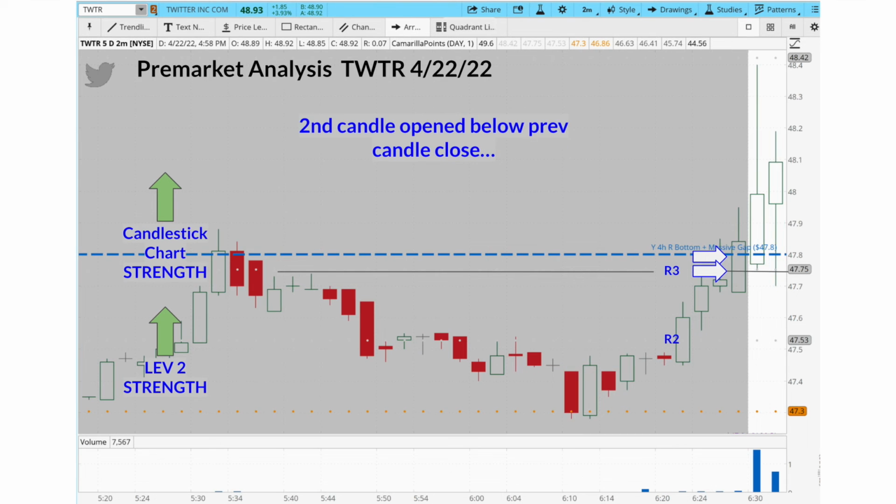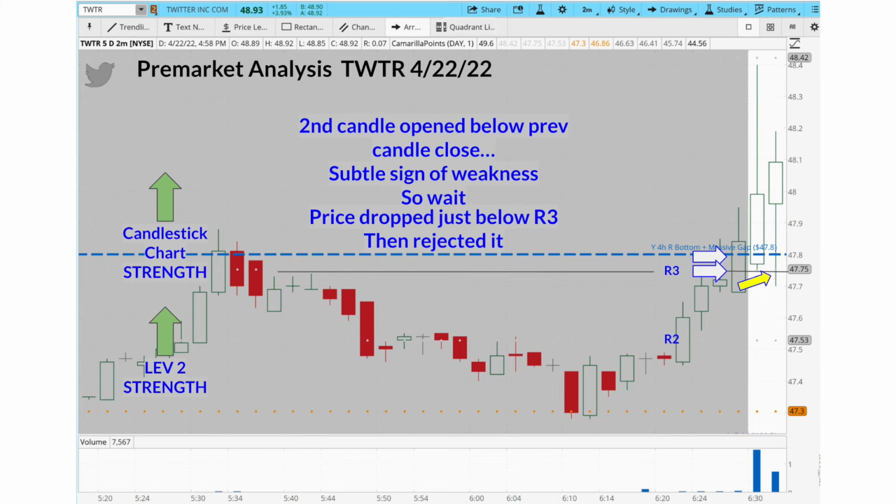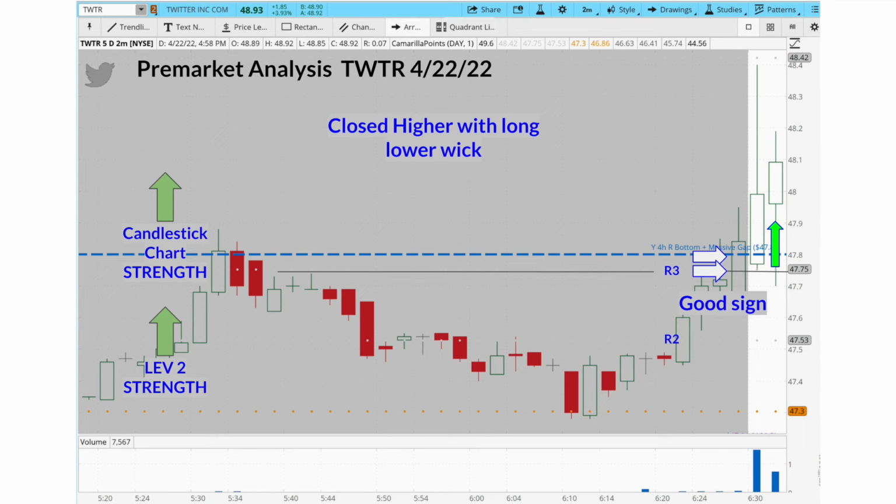All right, so here's the second candle, open below the previous candle close, which is a little bit of a sign of weakness. Okay, see how it opened below that level? Subtle sign of weakness. So we're going to wait and see what this does. So now I'm letting this full candle play out. So this is, if it weren't for, well, the price dropped below R3 here, then rejected it. Okay, so that's a good sign. However, it closed higher with a long lower wick.